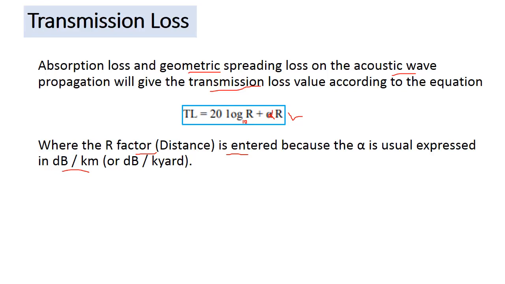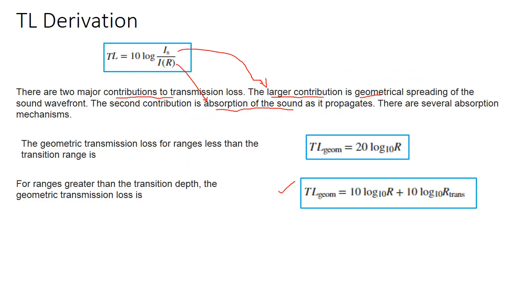Transmission loss derivation. The transmission loss is given by 10 log base 10 of Is divided by I as a function of R. There are two major contributions to transmission loss, as already discussed. The major contribution is due to geometrical spreading. The second contribution is due to the absorption of sound as it propagates. That is given by this value I of R, and this one is Is. There are several absorption mechanisms.